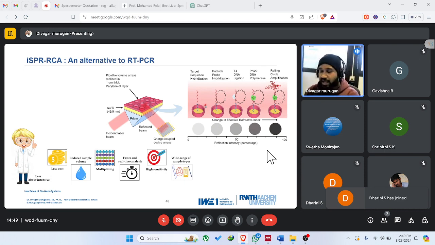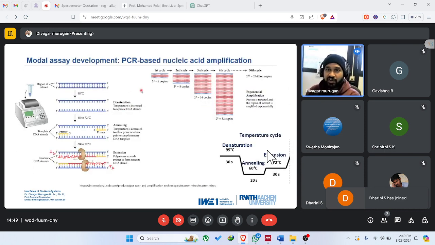In the case of RT-PCR, it works on exponential multiplication of your DNA. If you take a single DNA, at the end of your first cycle of PCR you will get two DNAs. So from 1 to 2, and this 2 again divides, going to 2 power 4, and then 2 power 5. Like this you will get different numbers of copies. So this is how conventional RT-PCR works.